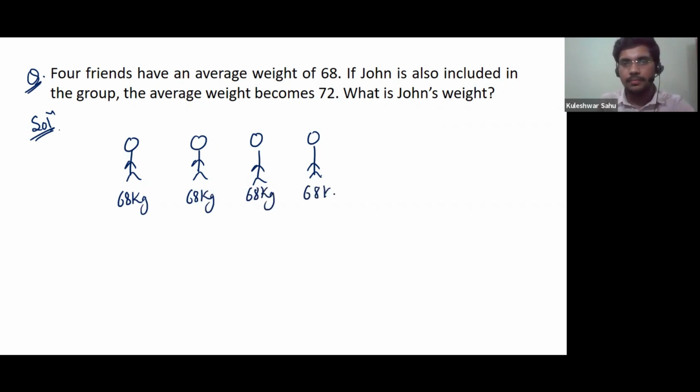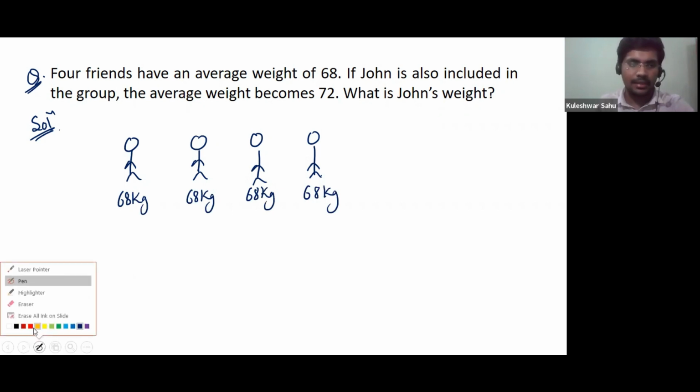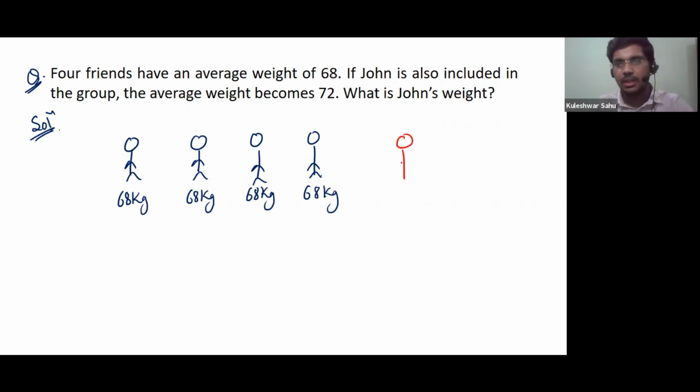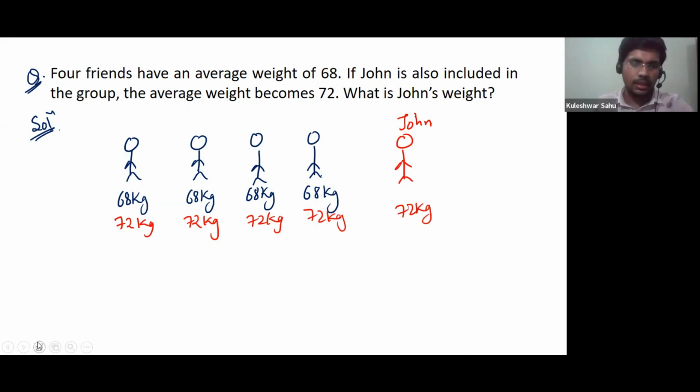Now, there is one particular person who is entering this group and changing the whole scenario, John. So when John entered the group, the average became 72. That means everyone became 72. That is the meaning of the average. So everyone, including John, will be 72. Now we can see over here that initially all the four people were 68, now they are 72. So definitely from 68 to 72, everyone has got plus 4 kg extra.